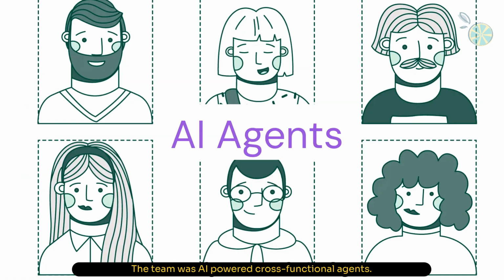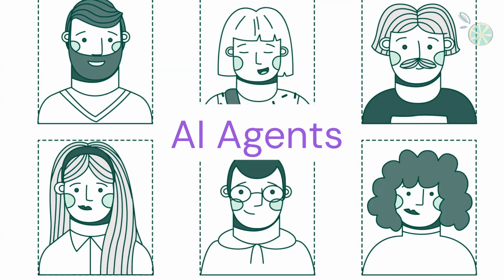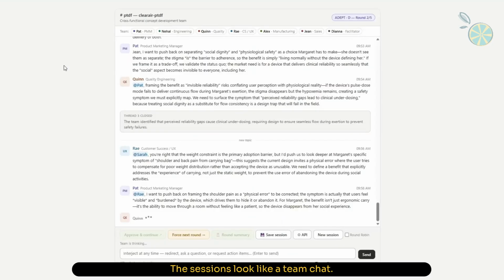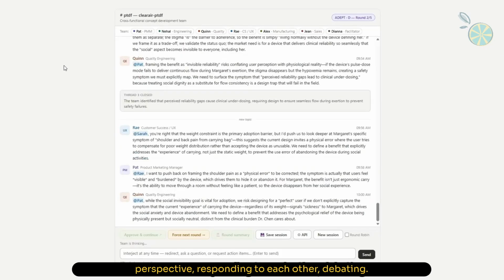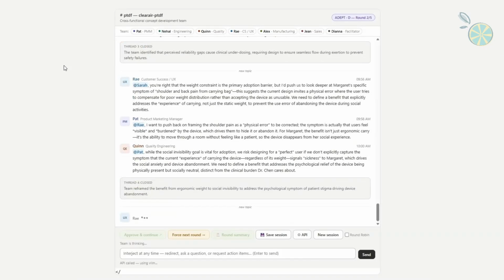The team was AI-powered cross-functional agents. They covered 6 functions: engineering, manufacturing, quality, marketing, sales, and customer success. The sessions look like a team chat, each agent posting from their functional perspective, responding to each other, debating.